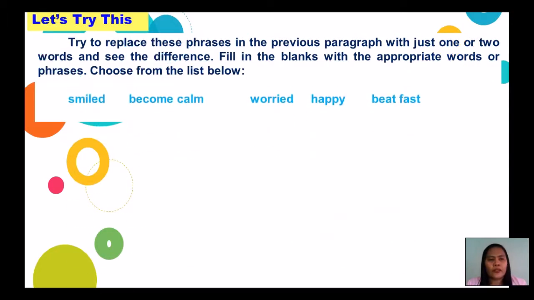Let's try this. Try to replace these phrases in the previous paragraph with just 1 or 2 words and see the difference. Fill in the blanks with the appropriate words or phrases. Choose from the list below. Smiled, become calm, worried, happy, beat fast. Cried, remain calm, crying, sad, beat slowly.